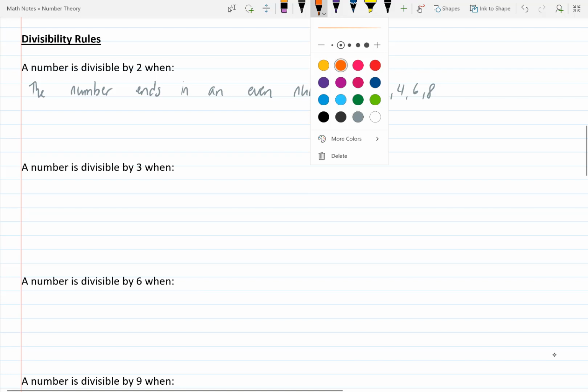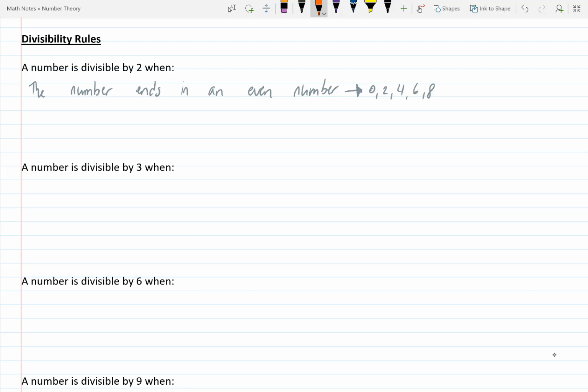The second rule which we covered was trying to determine whether or not a number is divisible by 3. A number is divisible by 3 when the digits of the number add to a number which is divisible by 3. The sum of the digits must be divisible by 3 for that number to be divisible by 3.